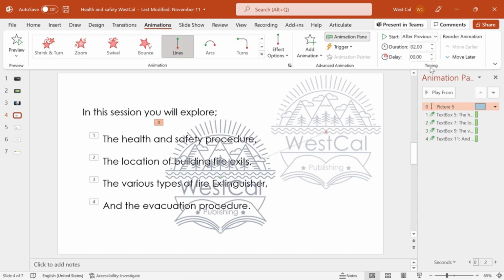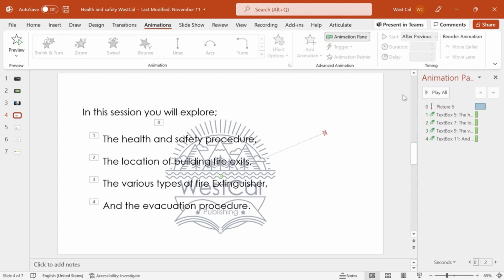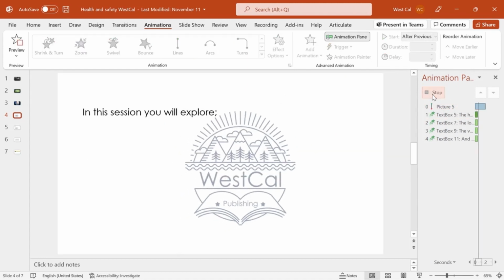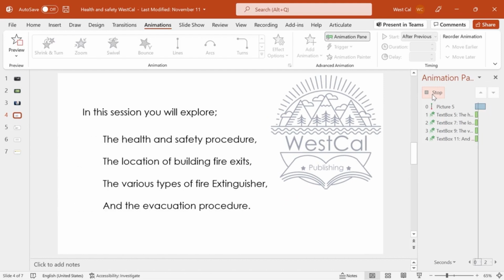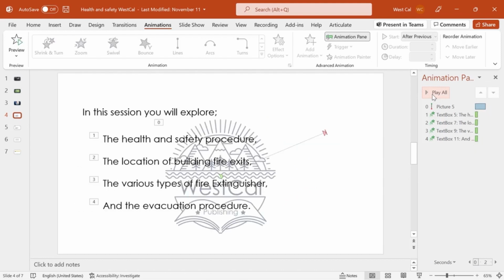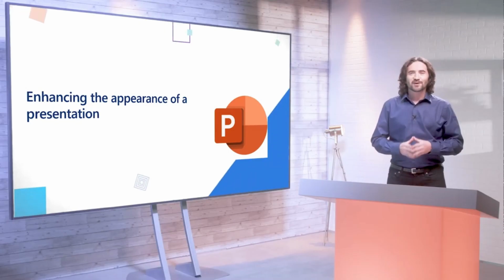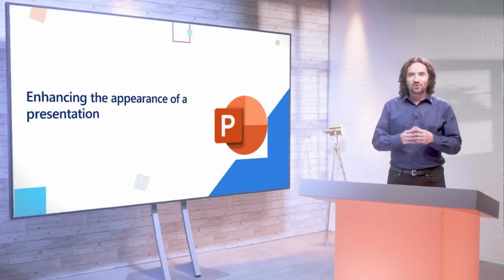Great! Let's preview these animations in full now. Select Play All from within this animation pane. You'll notice how the first line is already placed with the logo. Then the logo moves to the right, allowing the objectives to be clicked onto the screen. Great! You've now discovered numerous features Microsoft PowerPoint offers for enhancing presentation appearances.